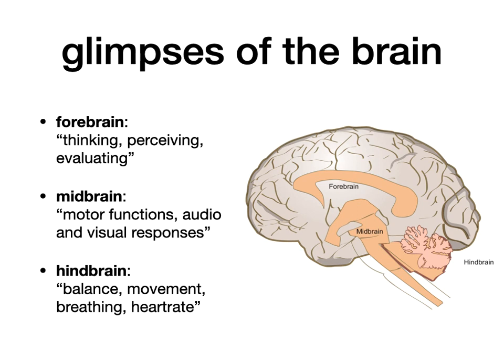So, in broad strokes, the forebrain is all about thinking, perceiving, evaluating, sort of these slower, more deliberate things, right? Whereas the midbrain might be more about programming motor activity, processing audio and visual responses, these kinds of things. And then the hindbrain is like that lizard brain type stuff, right? The balance, movement, breathing, heart rate, metabolism, that kind of stuff.